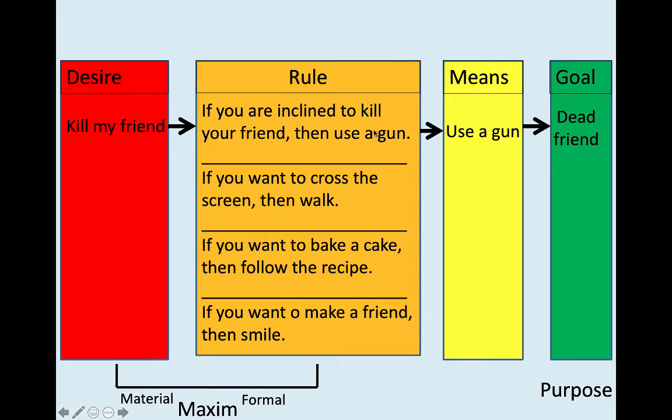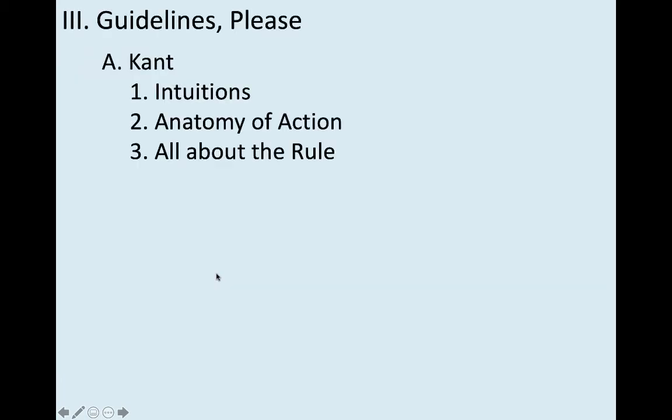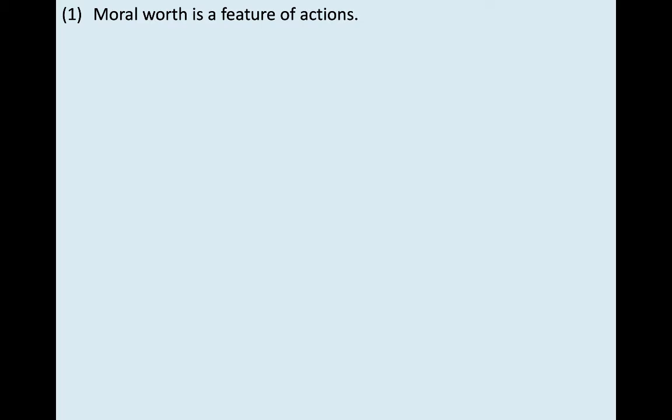It tells you what your means are. And then you have your desire. Okay. So that's the anatomy of an action. And now here's Kant's argument that moral worth must come from the formal part of the maxim, which is to say moral worth must come from the rule or the principle that you're deploying.